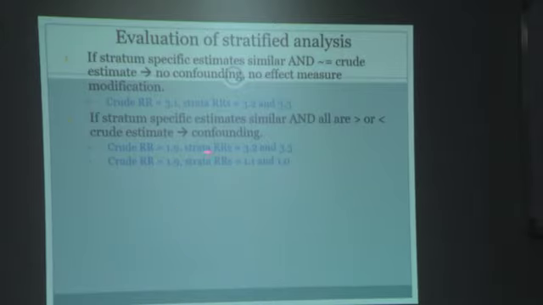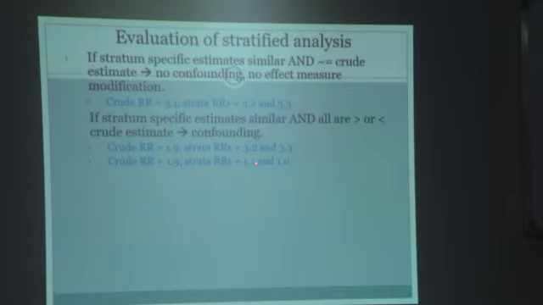We have an example here. The two substrata are almost similar, 3.2 and 3.3. The crude is now 1.9. These two are similar but different from the crude. There is confounding. There you have to report the adjusted measure. Okay?